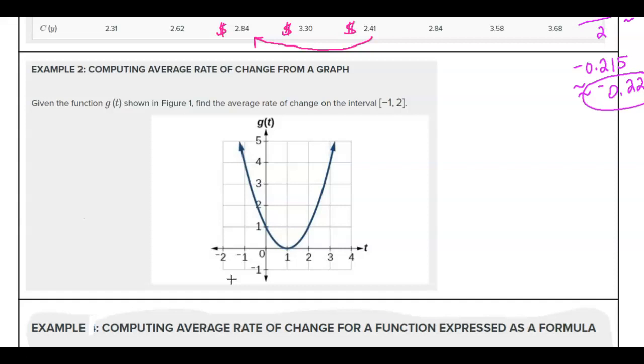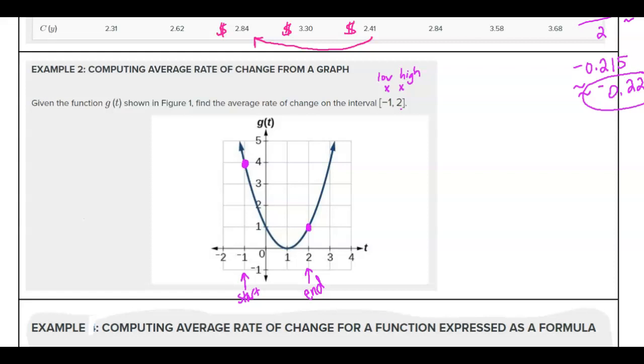All right, so number two, we're going to do the average rate of change from a graph. Now, I don't know if you've seen interval notation, but these are actually x values. This is the lowest x value, and this is the highest x value. So it's saying from x equals negative 1. We want to start here, which on our graph is right here, and then we want to end when x equals 2. That's how you read interval notation.